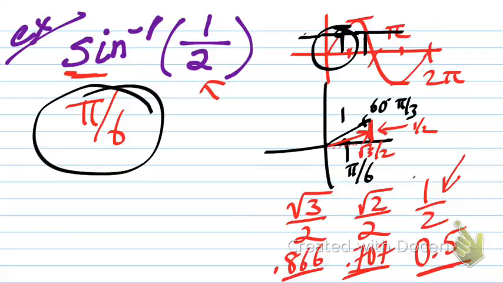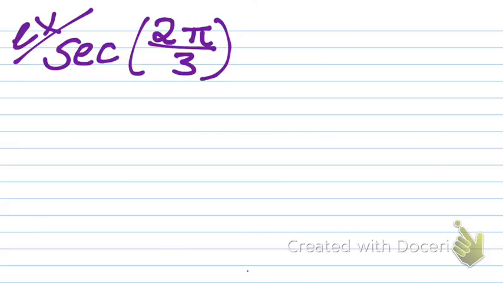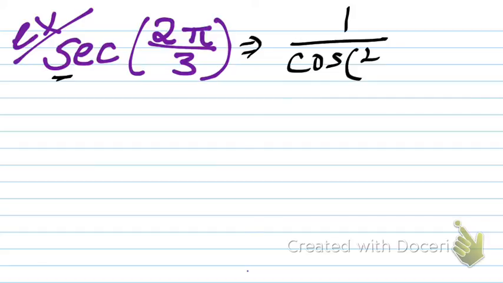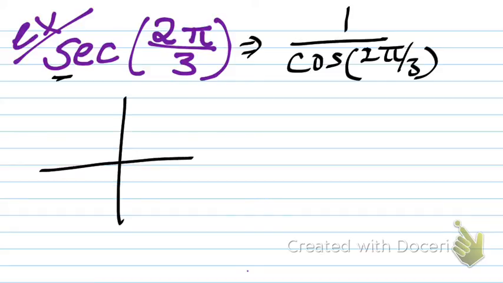Another example, secant of 2pi/3. Now, no one has their secant graph memorized, but what you should know is that this question is really asking, what is 1 over cosine of 2pi/3? So if I can find the cosine of 2pi/3, I simply make its reciprocal, and I'll have the answer to this problem. So cosine of 2pi/3, well, a couple ways to look at that again.